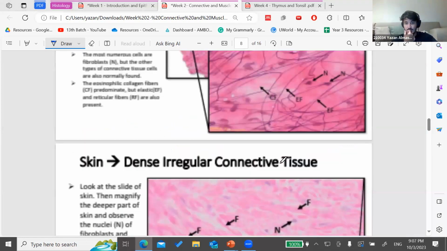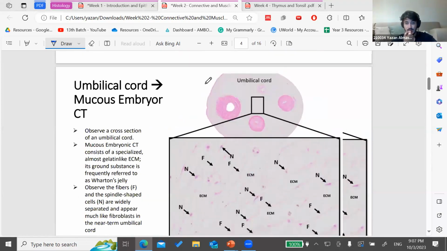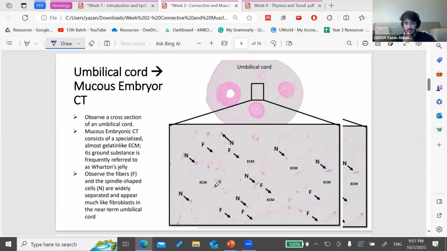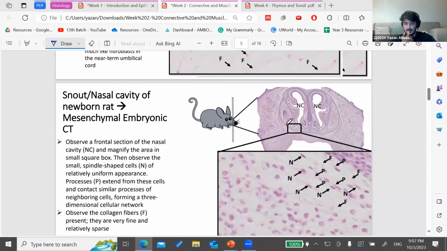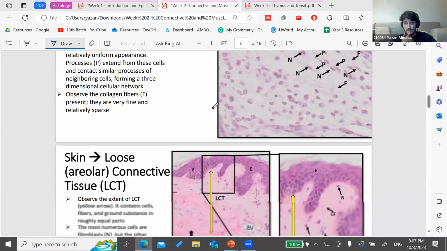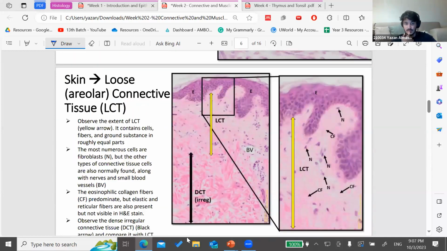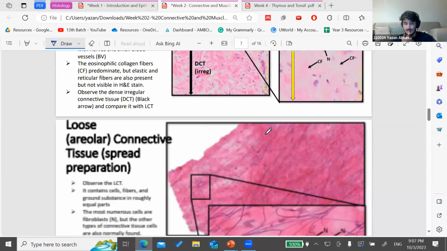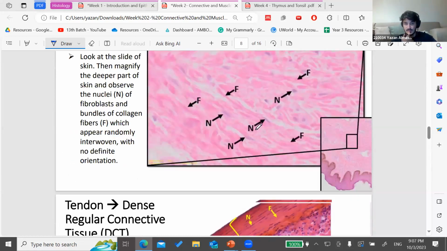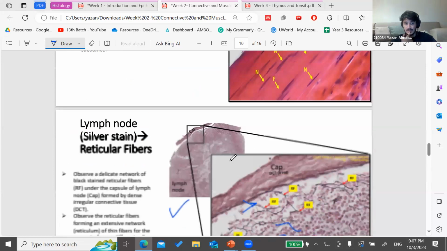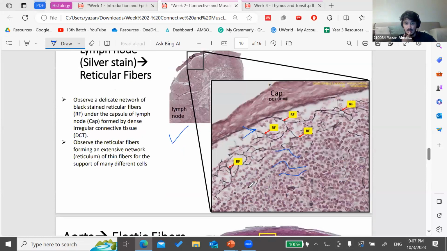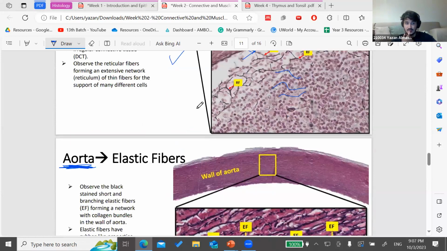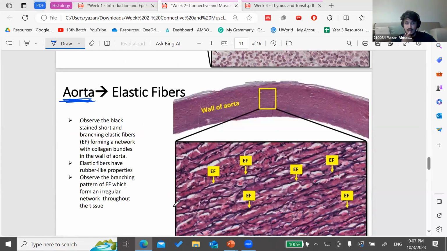So to revise them quickly with you guys, from the umbilical cord, we have the mucous embryonic connective tissue. This is how it looks like. And then from the nasal cavity of the mouse, we're going to have also embryonic mesenchymal connective tissue. And then we're going to have loose connective tissue, dense connective tissue. This is again loose connective tissue. And this is dense connective tissue. Lastly, we have the reticular fibers. And we have elastic fibers. Is it clear so far?